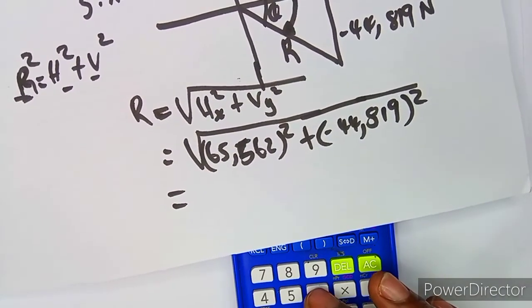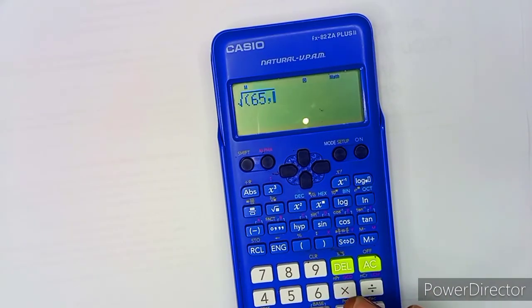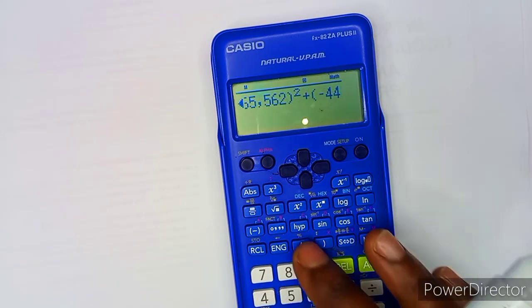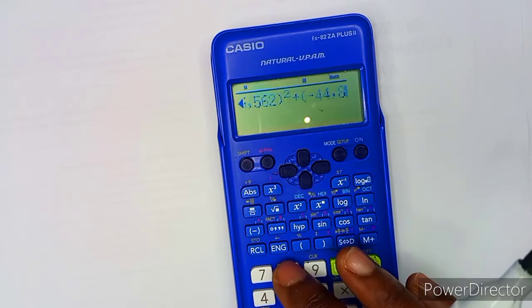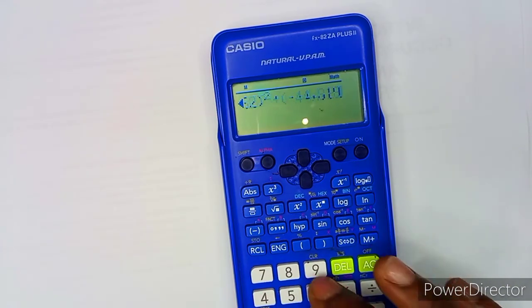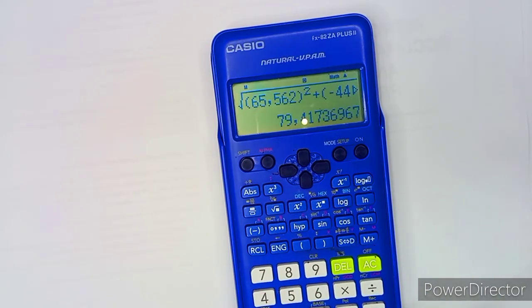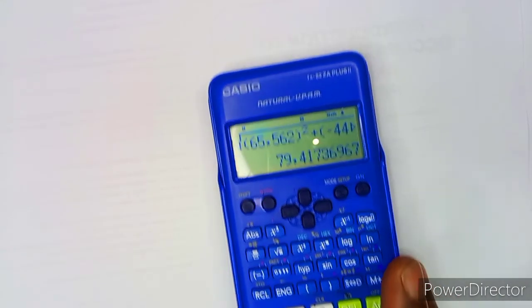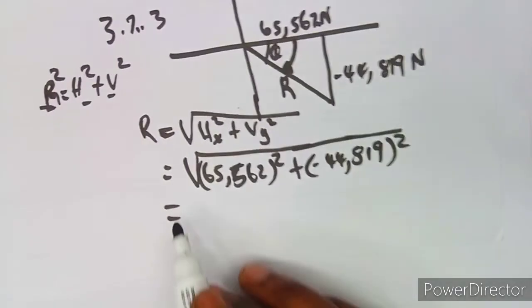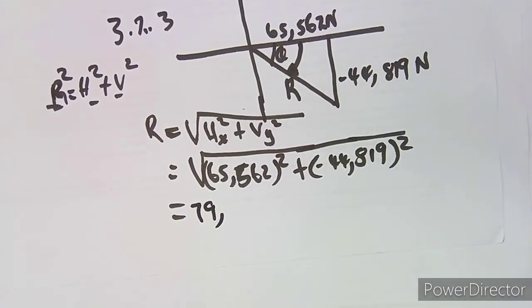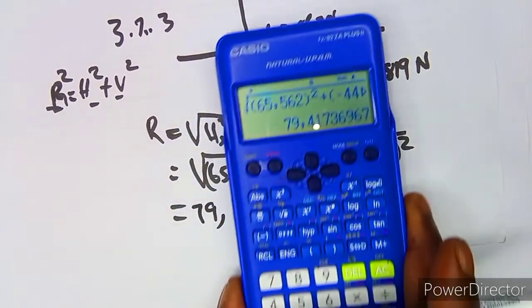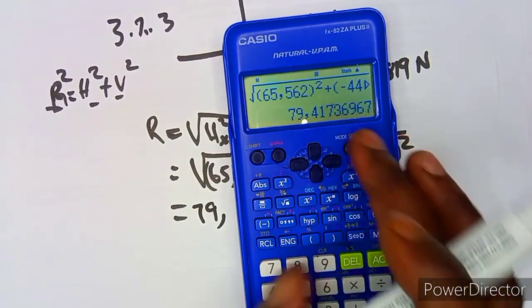So it's 65,562 to the exponent of 2, plus this one. Even if you don't write the bracket, this one is just one and the same thing. If you don't write the negative, because you're still going to square the negative, remember there is no effect. It's going to remain. So this is 79,417. If you round off properly, it's going to be 417.